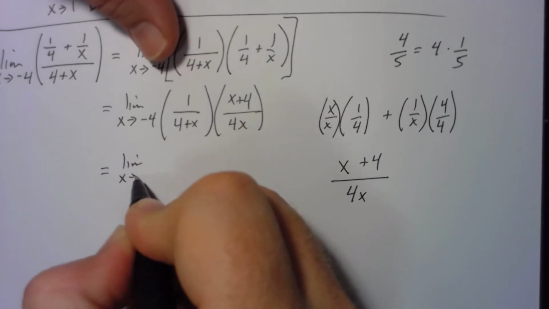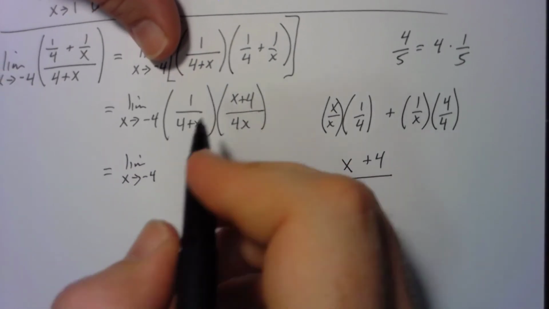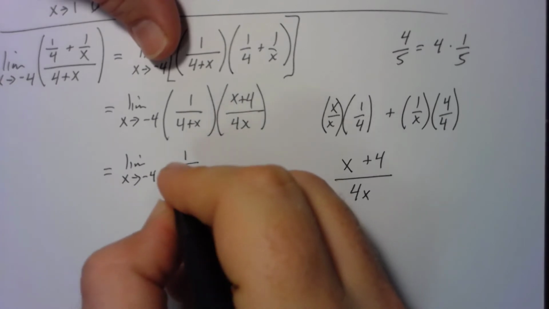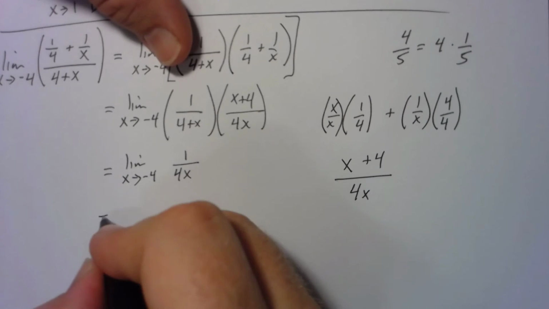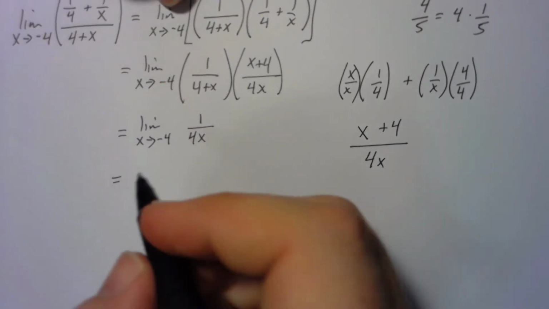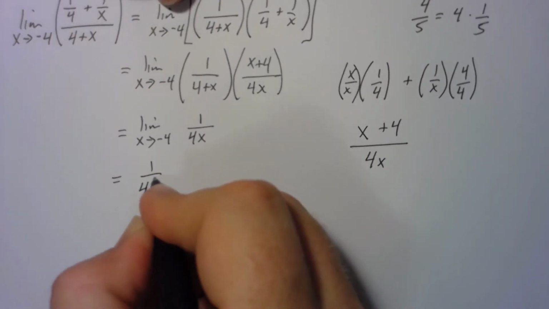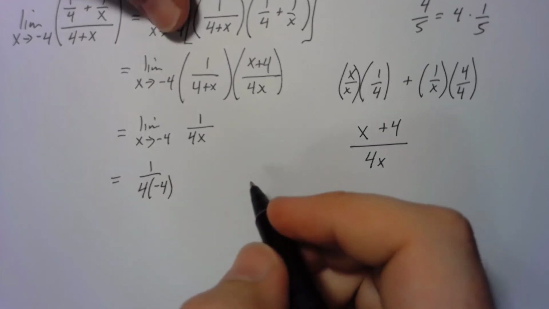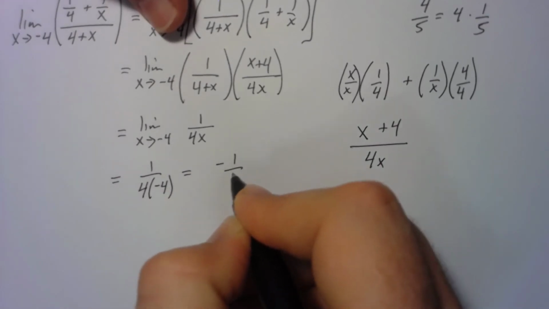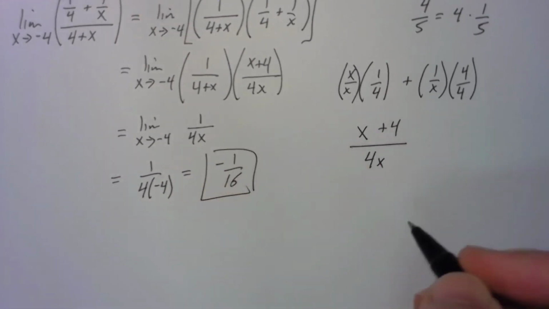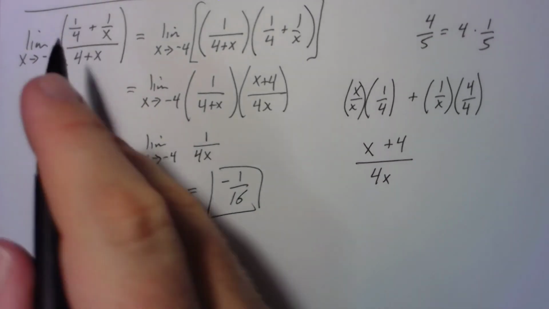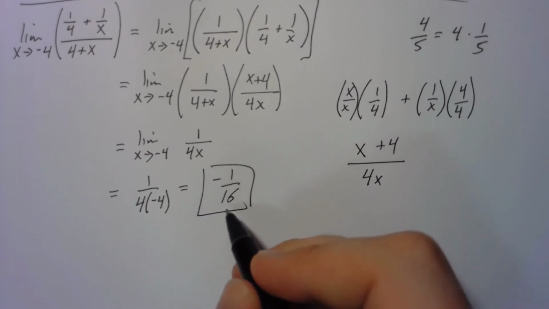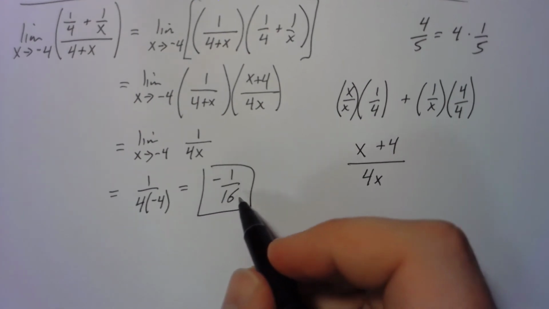Meaning that the limit as x goes to -4 of this thing here is actually the same as the limit as x goes to -4 of 1 over 4x. Can I plug in the -4? The question is, what is 1 over 4 times -4? Well, it's -1 over 16. This numerical value tells me that the limit as x goes to -4 of this function is actually -1/16. This is the method of using a common denominator to evaluate a limit.